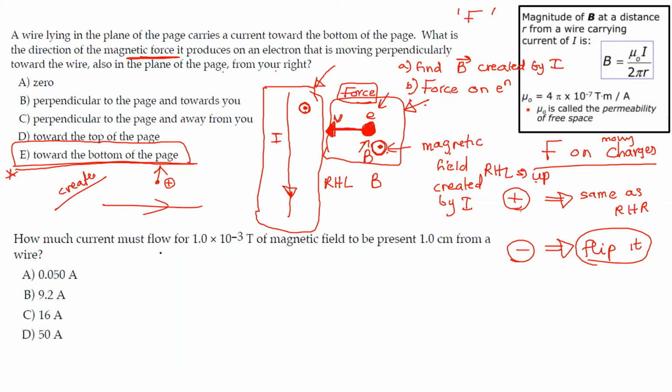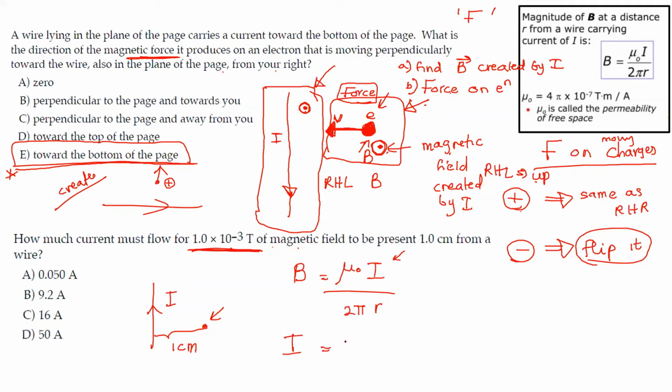So the next one: how much current must flow for a 10 to the negative 3 Tesla magnetic field to be present 1 centimeter away from a wire? Okay, let's say we have a wire and it is 1 centimeter away, and they have given the B field. So it is an easy substitution, right? B equals mu naught I divided by 2 pi r. They are asking us to find the current.